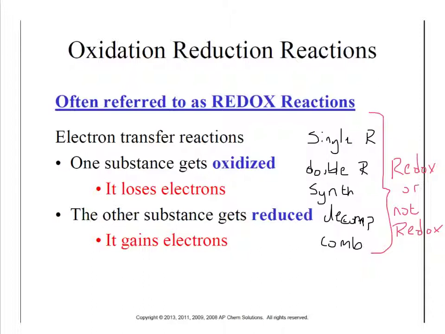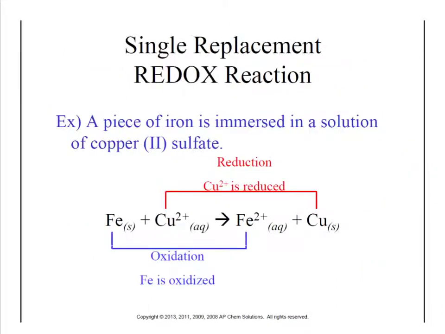You can't have oxidation without reduction, because in order for something to lose electrons, it has to have something to give the electrons to. Just like reduction can't happen, you can't just have a substance that absorbs an electron without getting it from someone else. So here's an example, a piece of iron that's immersed in a copper sulfate solution. You'll notice that sulfate is nowhere in this equation. It's because sulfate's a spectator, it's soluble.